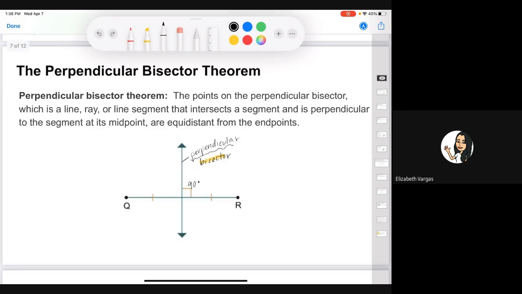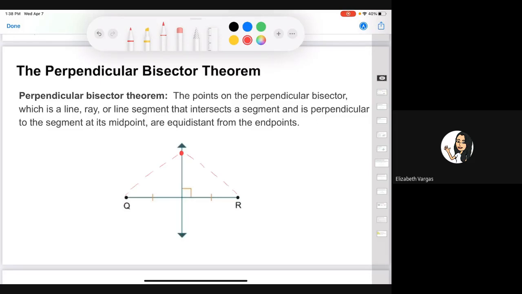So say that line segment QR originally was 12 units. Well, the perpendicular bisector would cut it into two congruent halves, so 6 and 6. Okay? So that's the perpendicular bisector. But basically what this theorem is stating is that any point on this perpendicular bisector is equidistant from either of the endpoints. So it's equidistant from Q as it is from R.